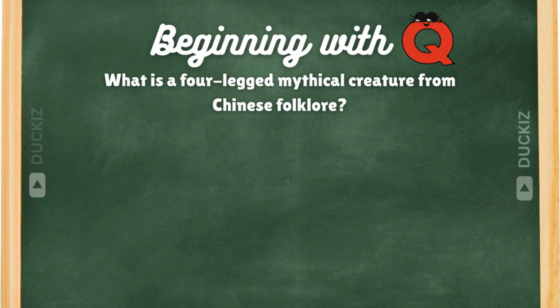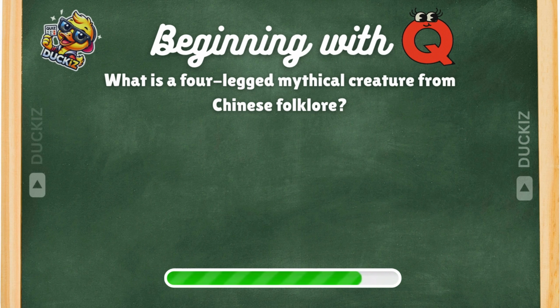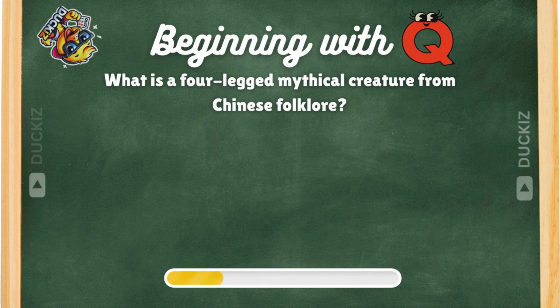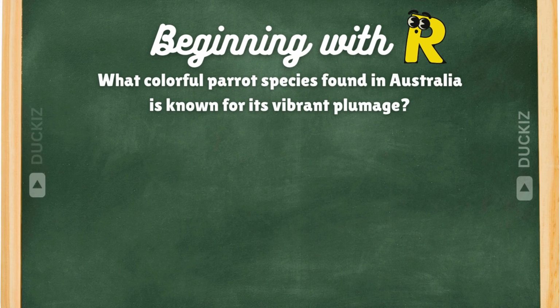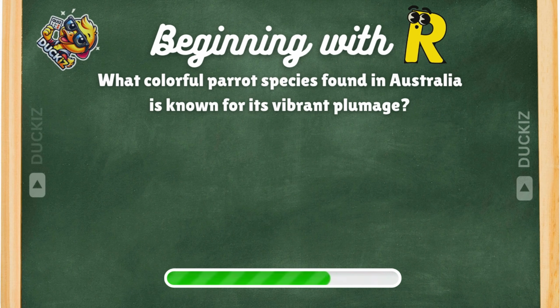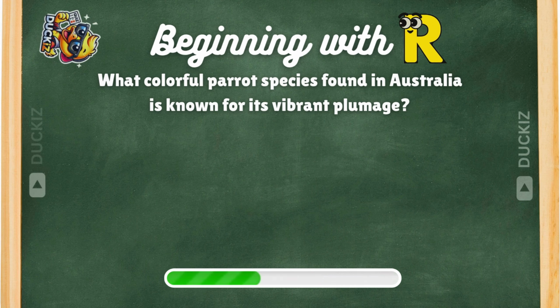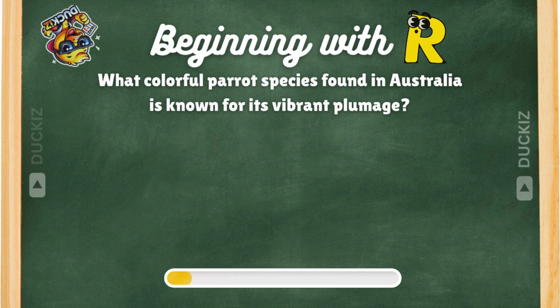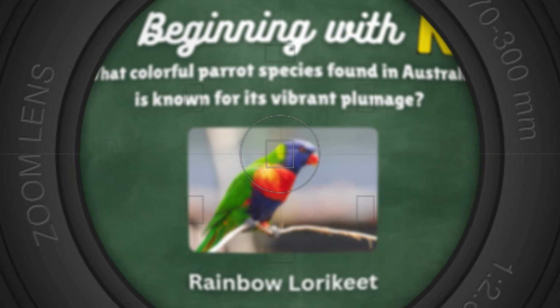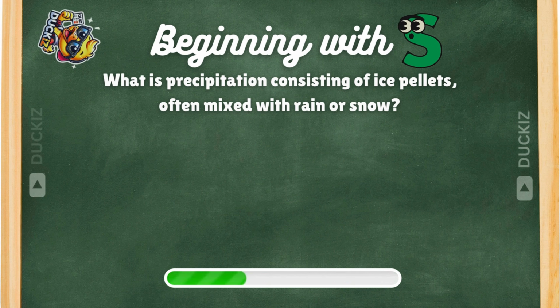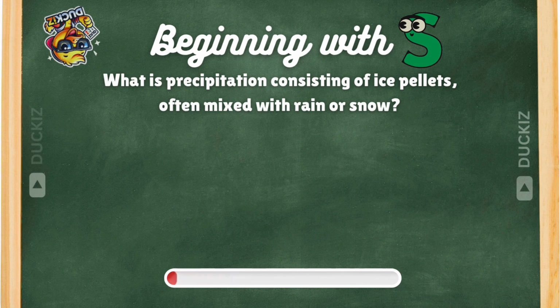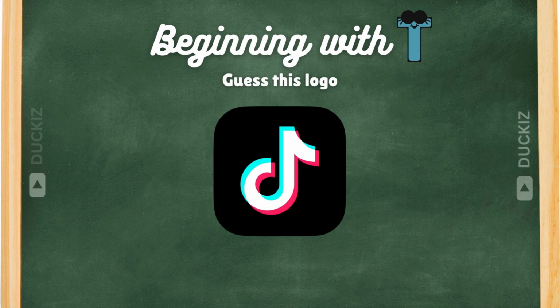Pad. What is a four-legged mythical creature from Chinese folklore? Qilin. What colorful parrot species found in Australia is known for its vibrant plumage? Rainbow lorikeet. What is precipitation consisting of ice pellets, often mixed with rain or snow? Sleet. Guess this logo.